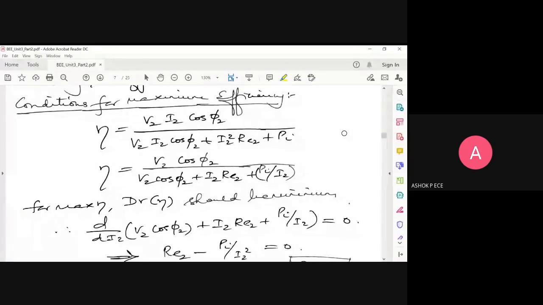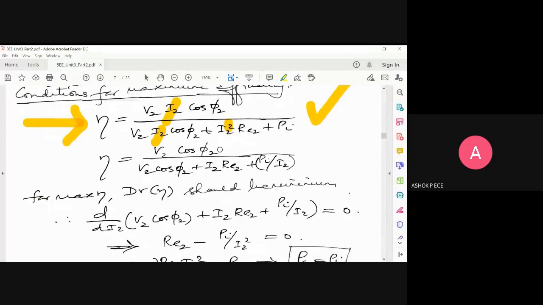This equation, don't ask me from where it is coming. This is coming from the efficiency expression of a transformer. And I'm taking I2 as common everywhere, so I'm cancelling this I2 everywhere. One I2 will cancel here. If here no I2, so I'm dividing by I2. So you'll get V2 cos phi 2 by V2 cos phi 2 plus I2 RE2 plus Pi by I2. Second equation is clear. I'm just cancelling one I2 from numerator and denominator.